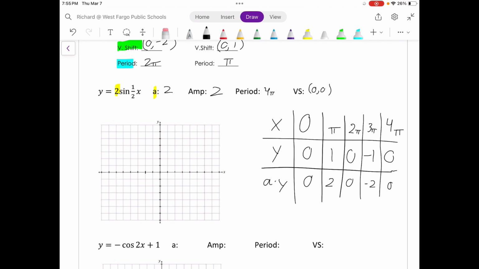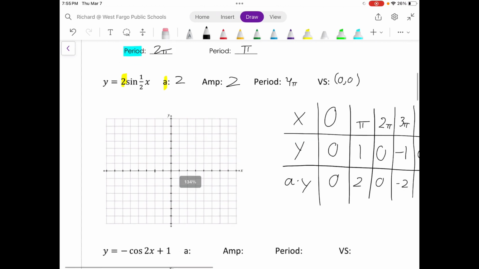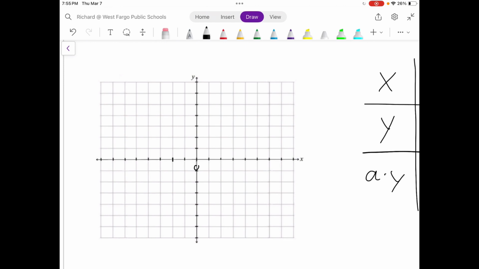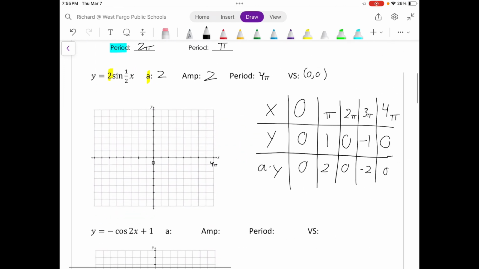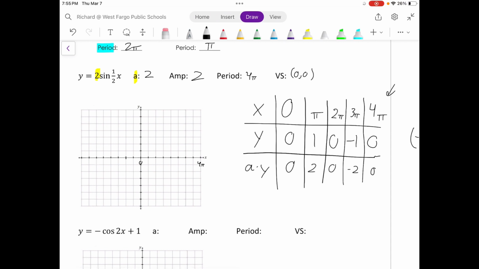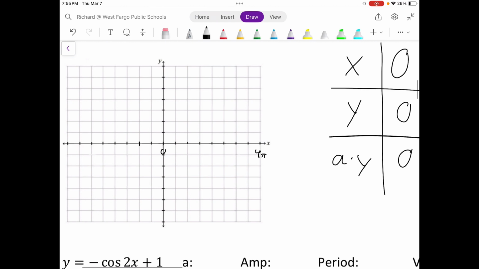Graphing our points on the graph, we will first start by looking if we have a vertical shift. If we don't have one here at the end, we're going to stay where our x and y axes are. Our first point we know is at 0, and our final is at 4 pi, because that is our period, how far we go. And then we can fill in our other 3 points in between the two.